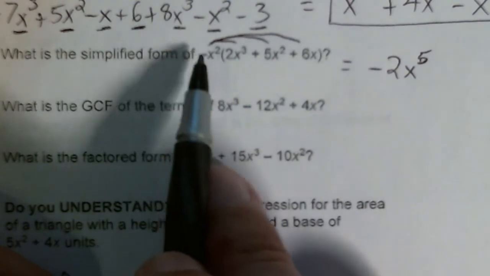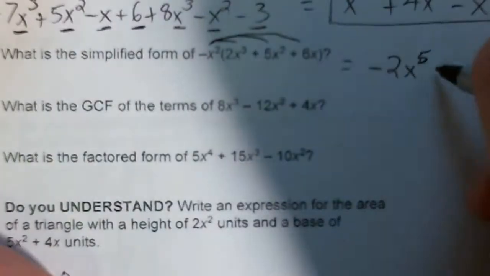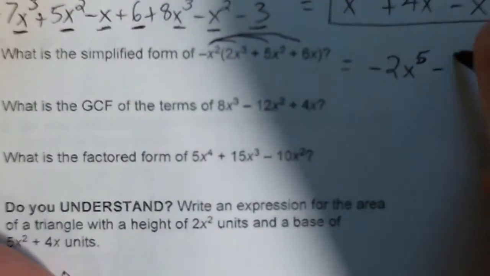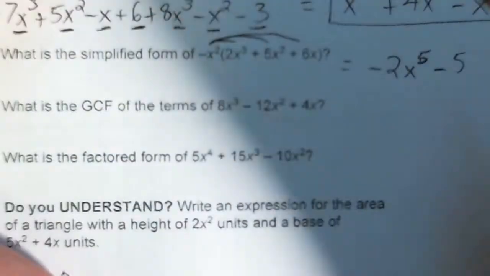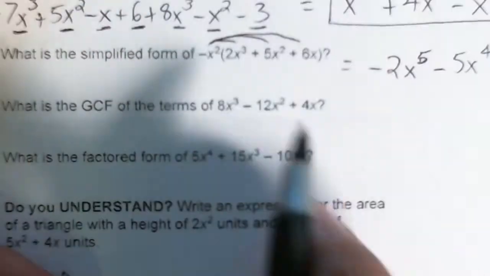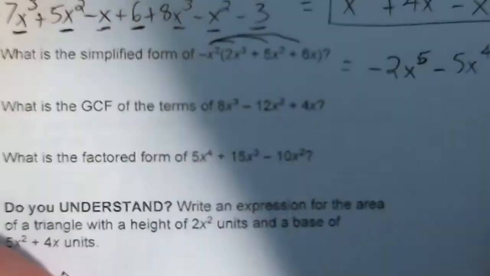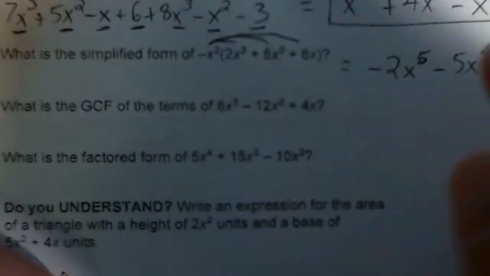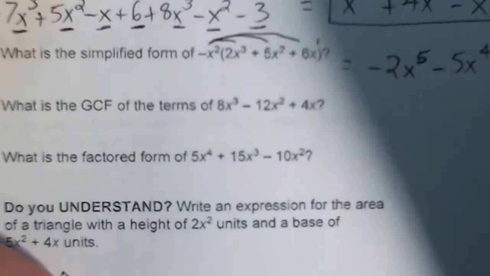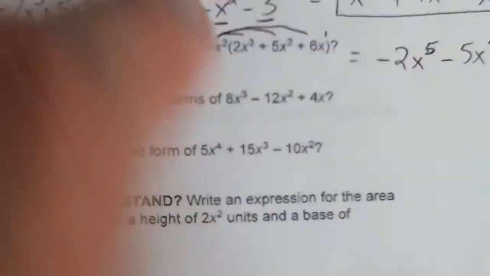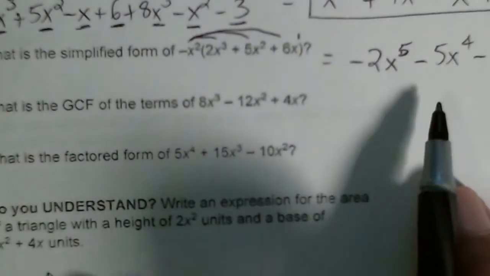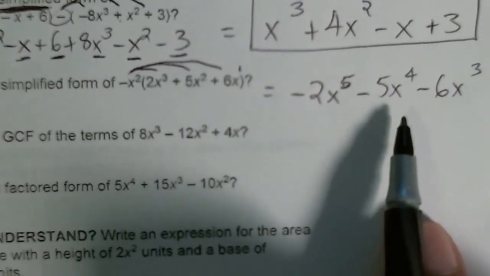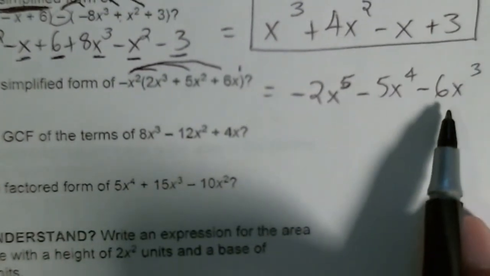Now I got to distribute it to the 5x squared. Get the signs right. Signs, coefficients, variables. Negative times a positive is a negative. 5 times 1. And then add the 2 plus the 2. That's x to the 4th. And then signs. Negative times a positive is a negative. 1 times 6 is 6. 2 plus an understood 1. There's a 1 there. That gives me x to the 3rd. So my final answer is 2x to the 5th minus 5x to the 4th minus 6x cubed.